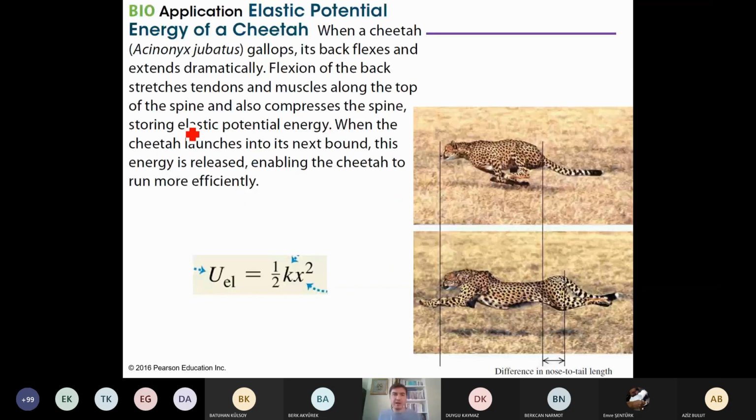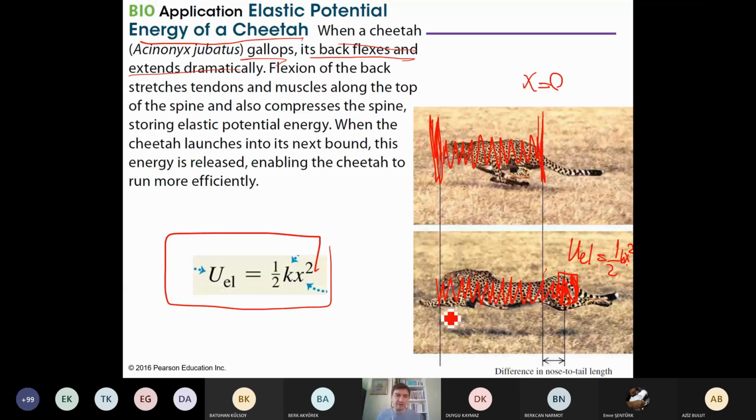And here another example, a bioapplication, elastic potential energy of a cheetah. When a cheetah gallops, its back flexes and extends dramatically. So look at this condition. Let's consider that this is x is equal to 0. And let's consider this cheetah is completely a spring. And what do you see here? At this condition, it is stretched and elastic potential energy is stored. So this elastic potential energy is spent to run this cheetah faster, okay?